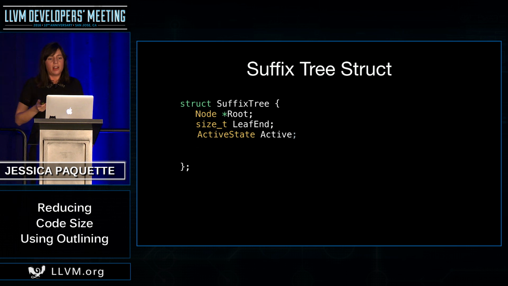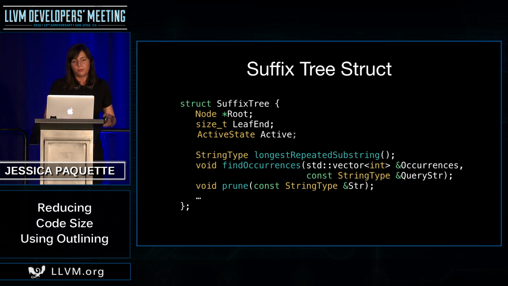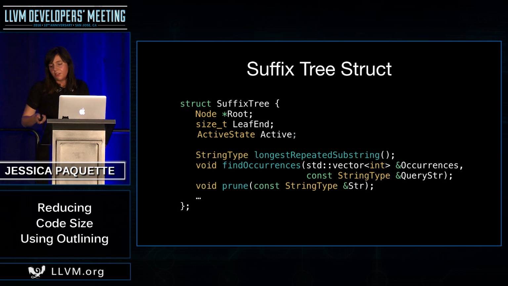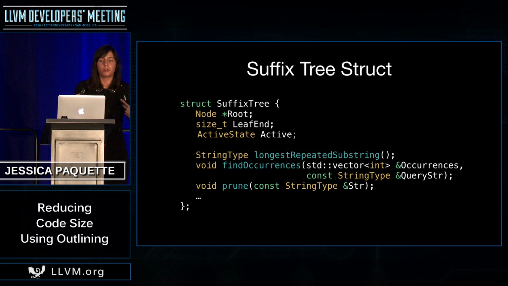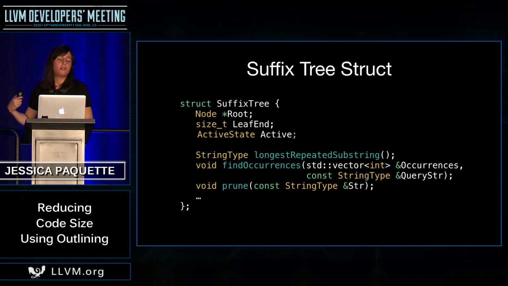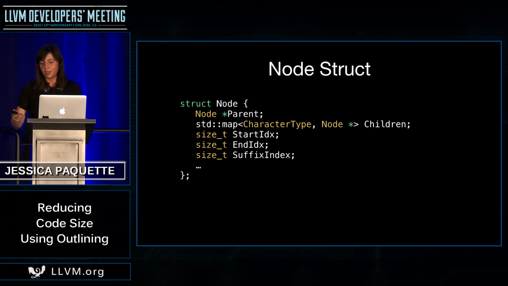Now, we're going to add a few functions for the outliner. We're going to have a function that'll give us the longest repeated substring, that'll be our candidate. We're going to have a function for finding the occurrences of some query string if it appears in the tree. And we're going to have a pruning function that will allow us to reduce the search space by marking out nodes associated with some string.